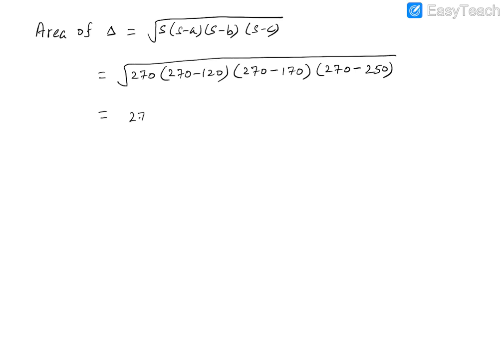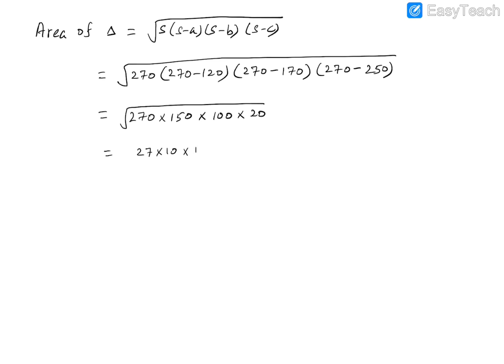So we will have 270 into 270 minus 120, which is 150, into 270 minus 170, which is 100, into 270 minus 250, which is 20, and all this is under the root, and we just need to simplify this root to get the area of the triangle. And now we can simplify this calculation, so we can write this 270 as 27 into 10.